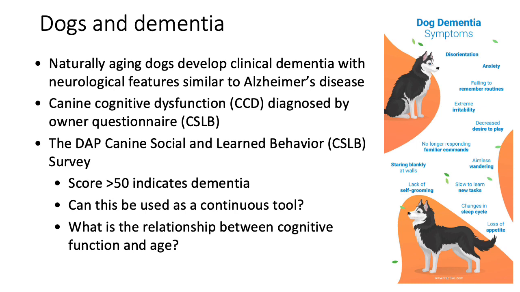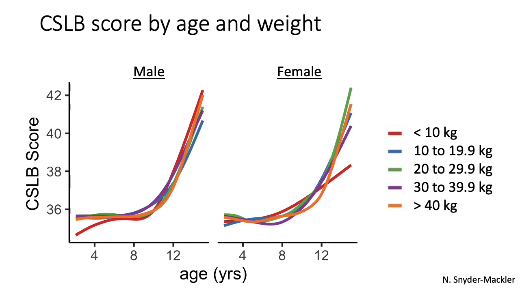And so it turns out it looks like it probably can. So these are the scores across the cohort. I think there's about 20, maybe 25,000 dogs in this data set here, broke it out by weight range and sex.